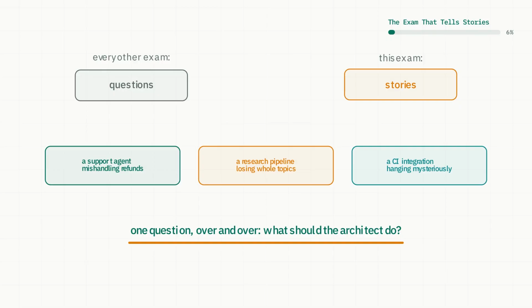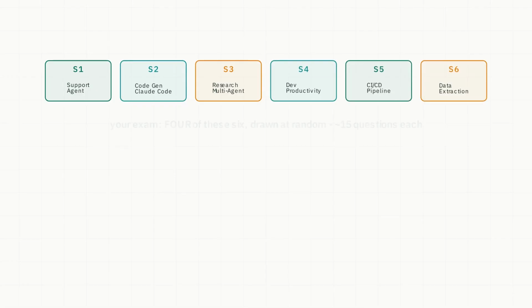Welcome to Anthropic's Architect Foundations exam, the one that started the whole certification program, and the one you genuinely cannot memorize your way through. And here's the structural gift hiding in its design. The exam is built from 6 published production scenarios, and on your exam day, 4 of them appear, drawn at random, each anchoring roughly 15 questions.